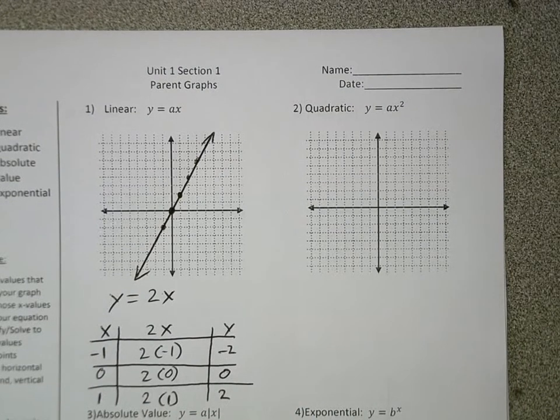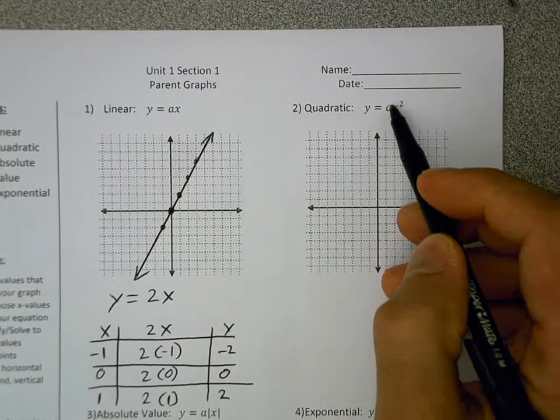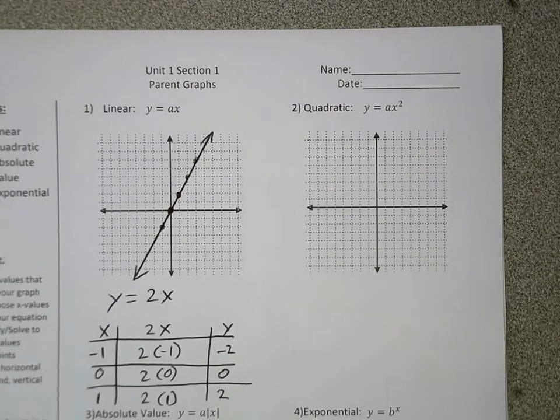Look at the quadratic graph, y equals ax squared. Again, this is the simplest quadratic graph. We're going to do more complicated ones later. For now, though, we're just going to have x squared with some number out in front. Positive, negative, fraction, doesn't matter. You're going to have something out in front there.